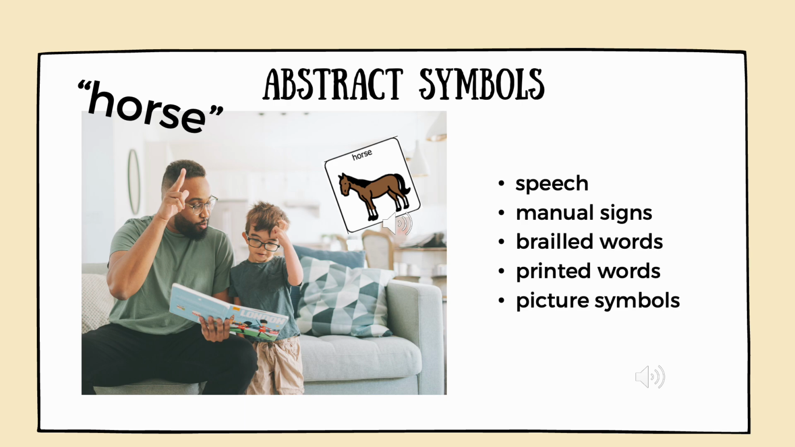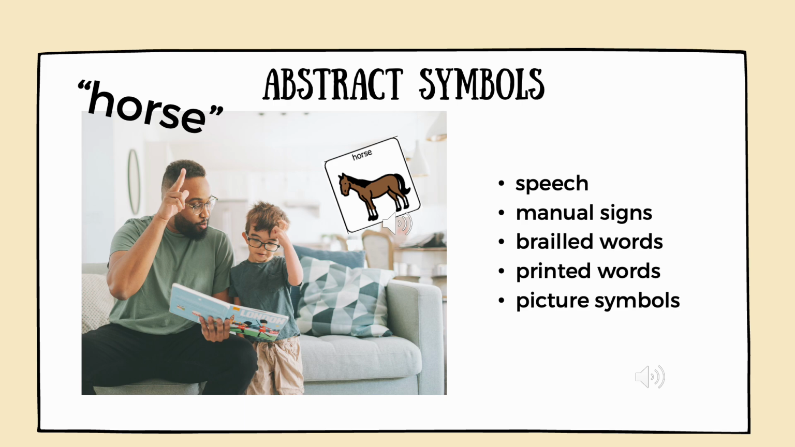So abstract symbols can be things like speech. Words that we say are considered abstract symbols. It could be manual signs, like the gentleman here and his son. It could be brailled words or printed words. Text is considered an abstract symbol, and it might be those picture communication symbols that we're used to using in our classrooms.